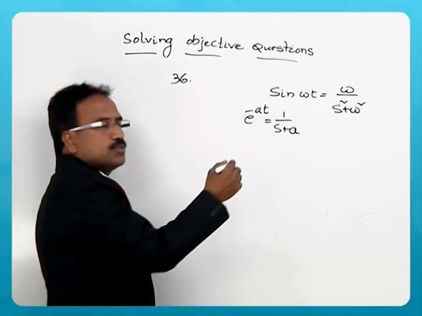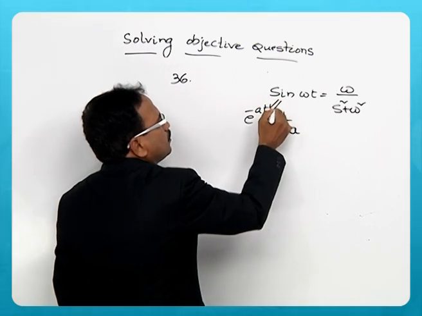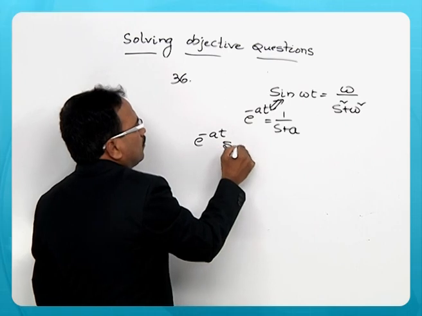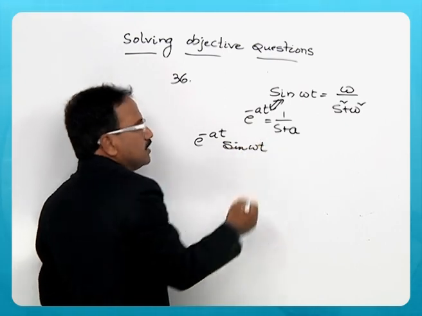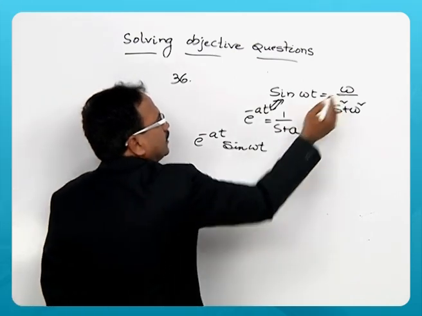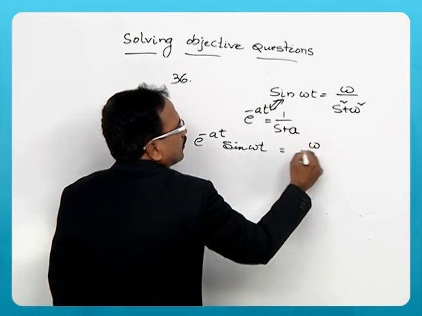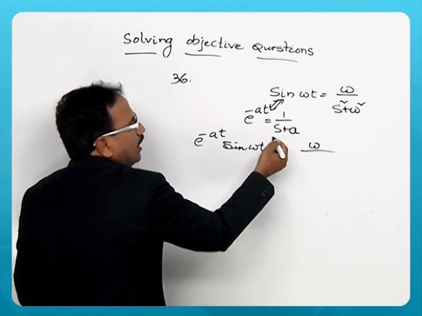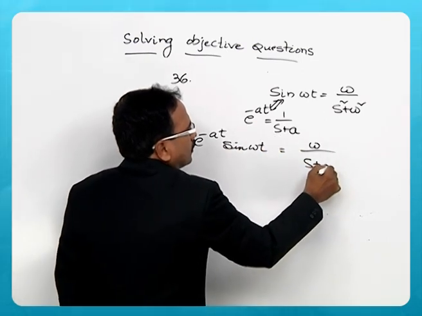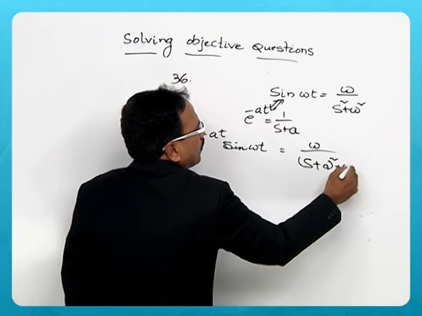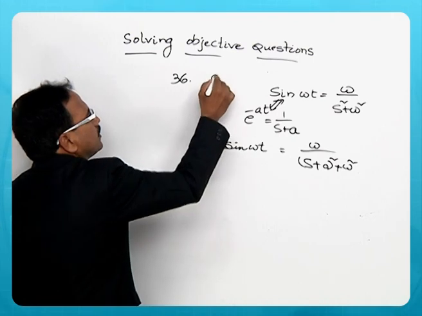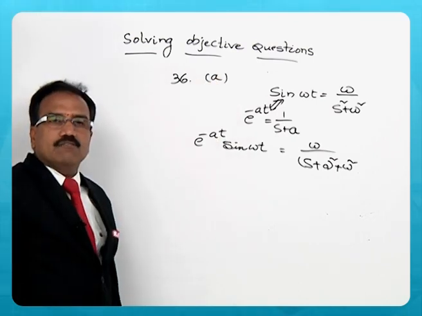Now, these two are combined in the question: what is the Laplace transform of this e power minus at sin omega t? So, obviously in the numerator there is no change, but instead of s you will have s plus a because of the exponential term. So, it is s plus a whole square plus omega square. So, option A is the right answer for this question.